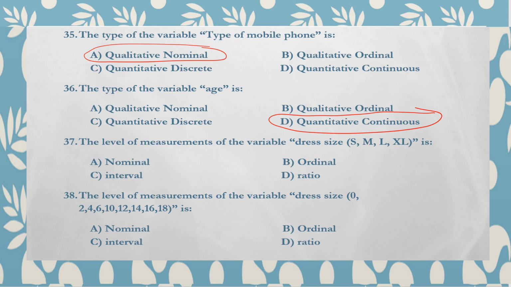The level of measurement of the variable dress size when it takes small, medium, large, x large. In this case, the level of measurement is ordinal, as the type of this variable is an ordinal variable. The level of measurement for the variable dress size when it's 0, 2, 4, 6 is interval level of measurement, as 0 doesn't mean the absence of the dress. So it's interval level of measurement.